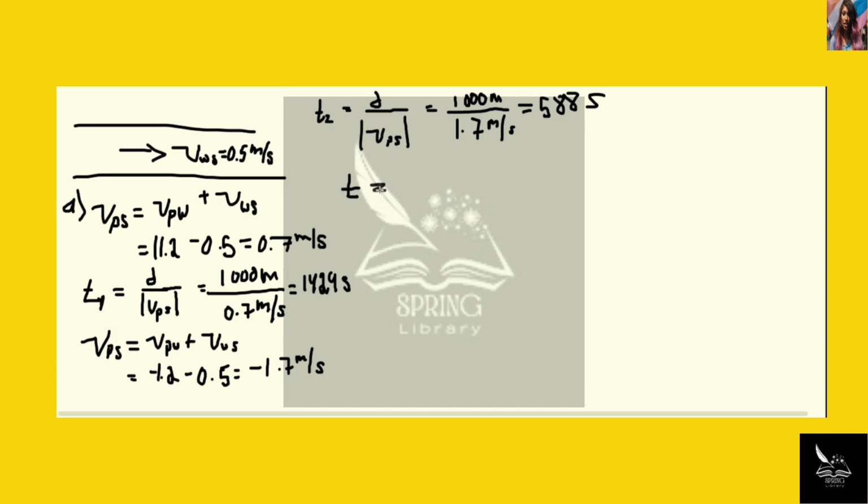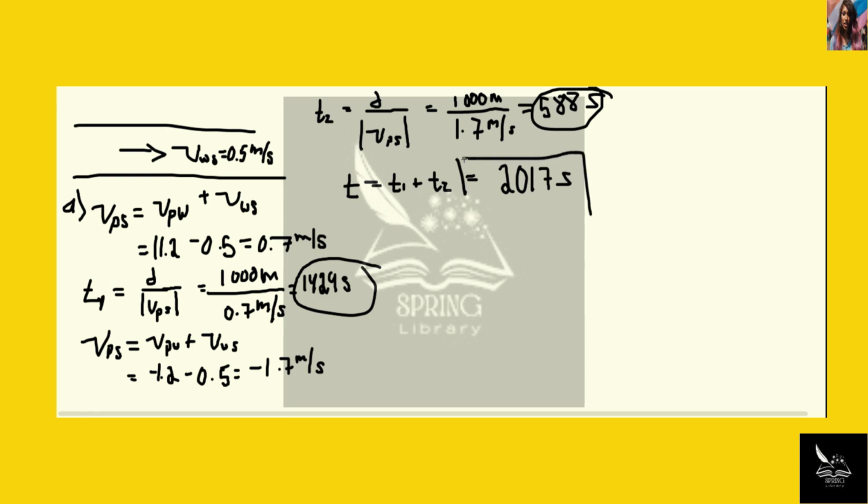All right, and we can find the total time for the whole trip. T equals T1 plus T2. That's just going to be 1,429 seconds plus the 588 seconds. And when you add those up, you're looking at 2,017 seconds for the total time to do the swim.